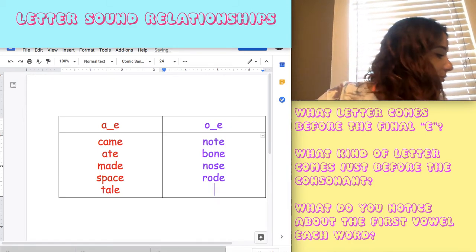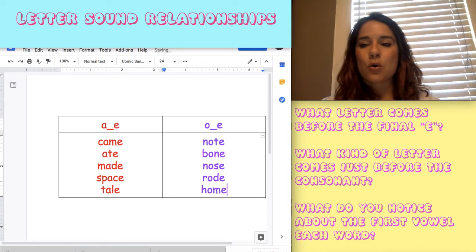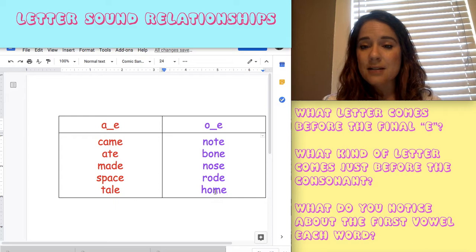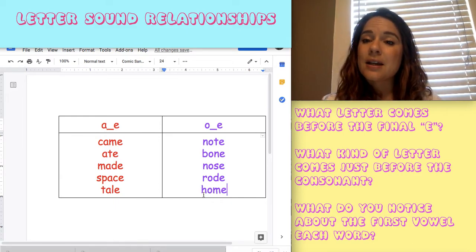Let's look at another word. Home. Home has the silent E at the end. It has a consonant. It has an O. So our first vowel sound is going to say the long vowel sound of O. Home. Hear the O sound?